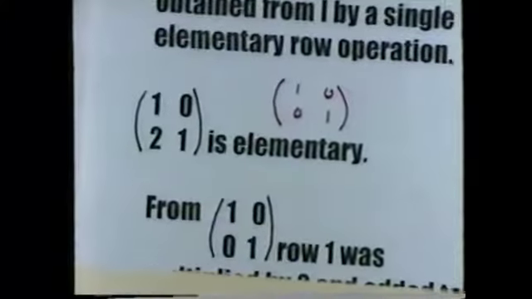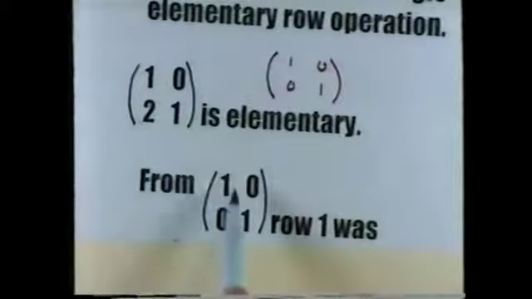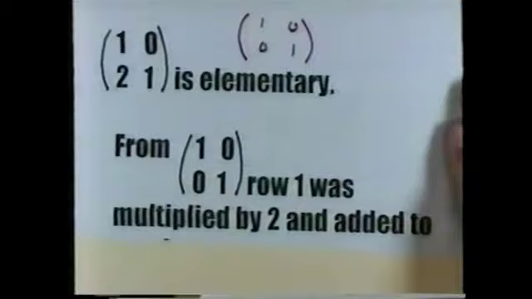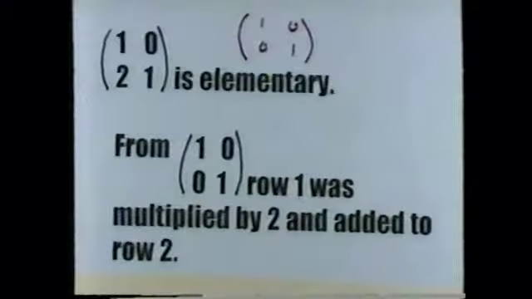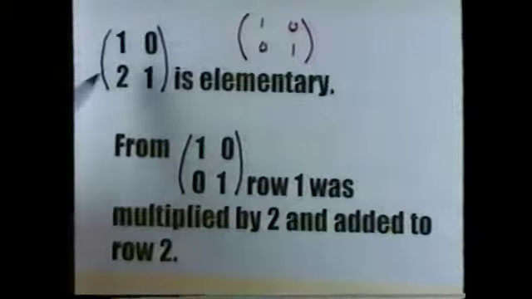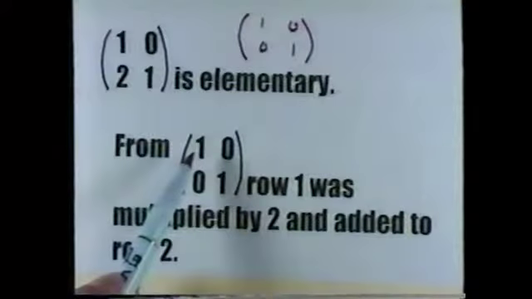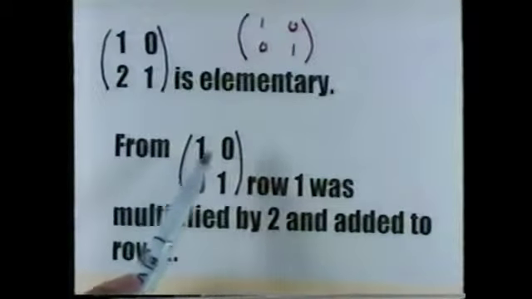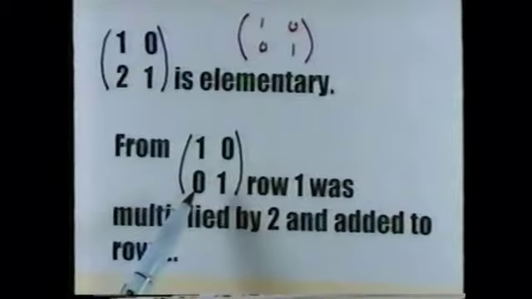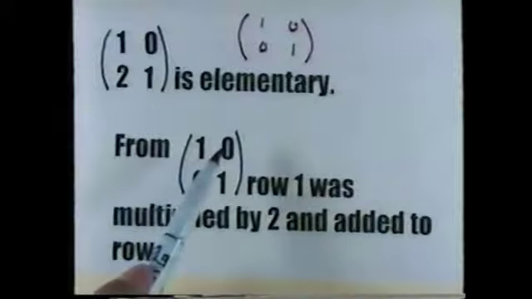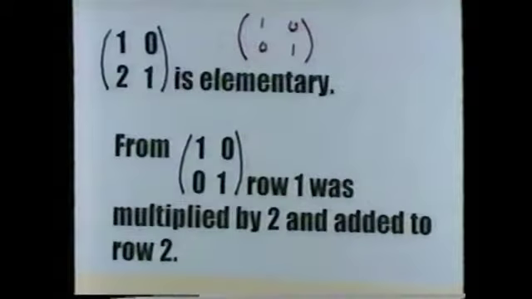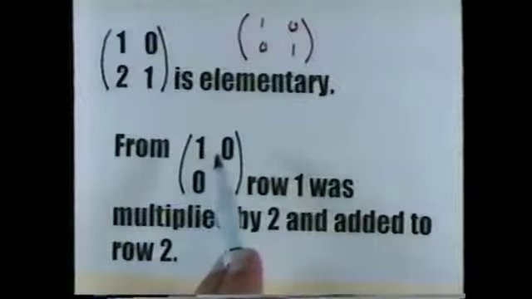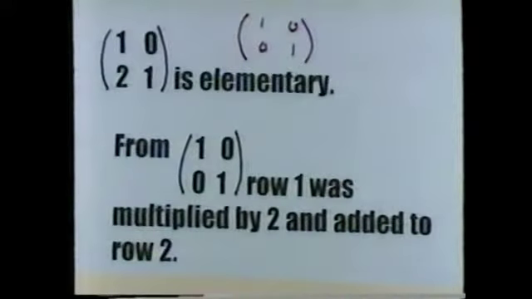Well, it's elementary because from the identity [1, 0; 0, 1], row 1 was multiplied by 2 and added to row 2. So if we go back, multiply row 1 by 2, that would be 2, 0, and add to row 2. 2 plus 0 is 2. 0 plus 1 is 1. So it only took one row operation to get the matrix from the identity. Therefore it is elementary.